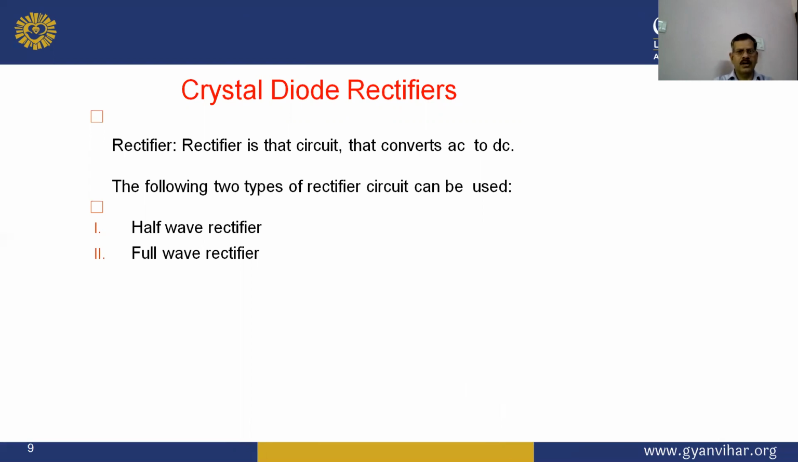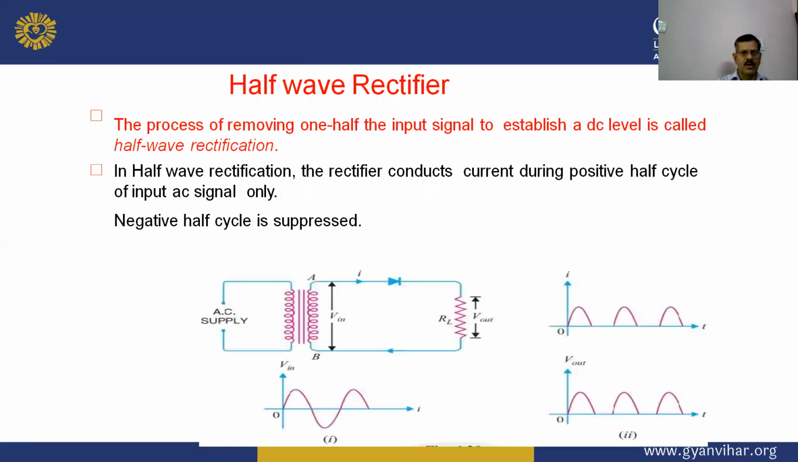Now we will discuss crystal diode rectifiers. These are applications of the semiconductor device, the diode. So what is a rectifier? A rectifier is a circuit that converts an AC signal to a DC signal. The following two types of rectifier circuit can be used: the half wave rectifier and the full wave rectifier.